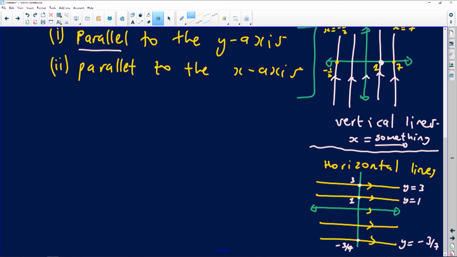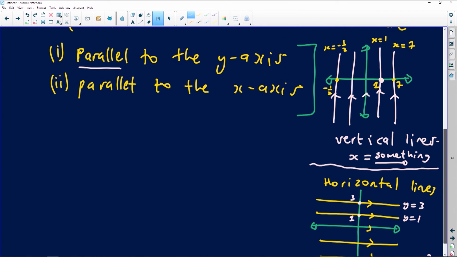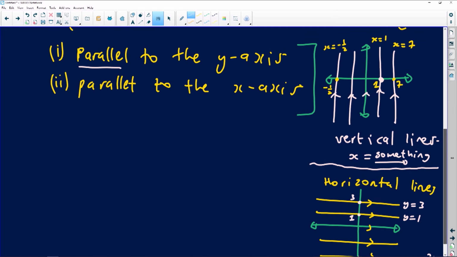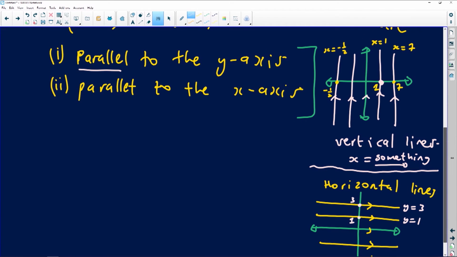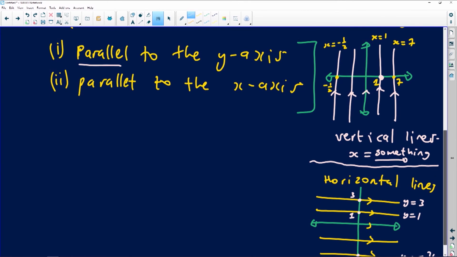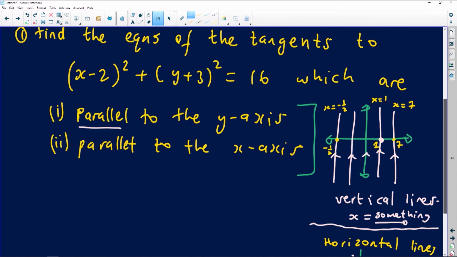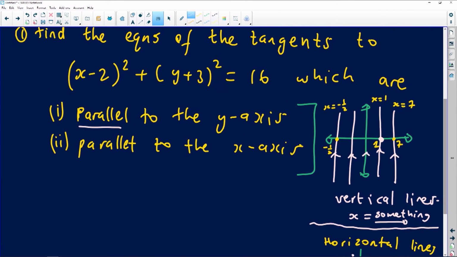But we can't deal with them if we don't see the circle, because they have to be tangents to the circle. We're not going to have many lines. We're going to have 2 lines only that are vertical, and 2 lines that are horizontal, because they're going to be on either side of the circle, as they happen to be tangents to the circle that we're given. So let's try to draw that circle that the examiner is talking about.